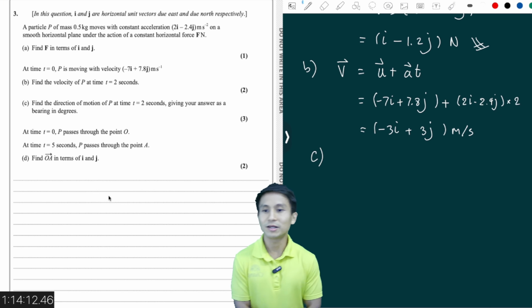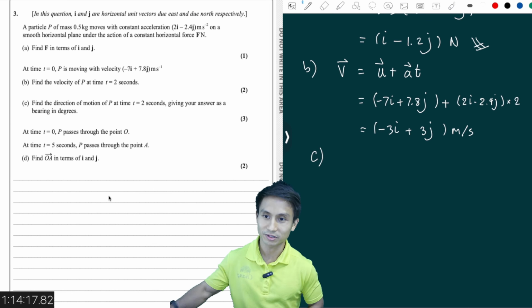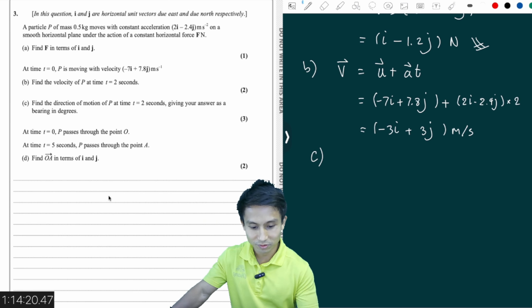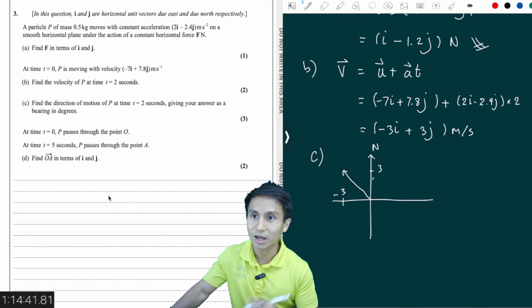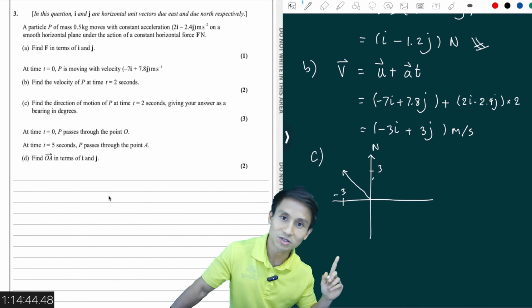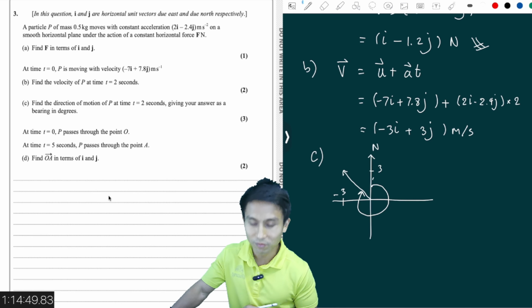Part C. Find the direction of motion of p at time t equals 2 seconds, giving your answer as a bearing in degrees. That's not bad. So here we're just going to draw roughly. This is minus 3 on the left because it's minus 3i, and 3j here due north maybe. So it is this velocity vector here from part B. We want to find the bearing, so if this is north, right? i is taken as due east and j is due north, so that's fine. So this is going to be that angle, the bearing. Okay?